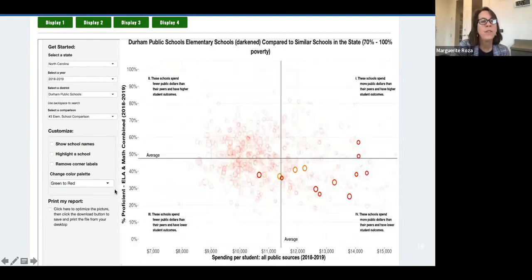Here is the same display in Durham, North Carolina. So Durham has some high poverty elementary schools. You can see them right here. And several of them are getting more money than other high poverty elementary schools in North Carolina. So that's the shaded one back here. And really have quite a bit lower outcomes than their peers.